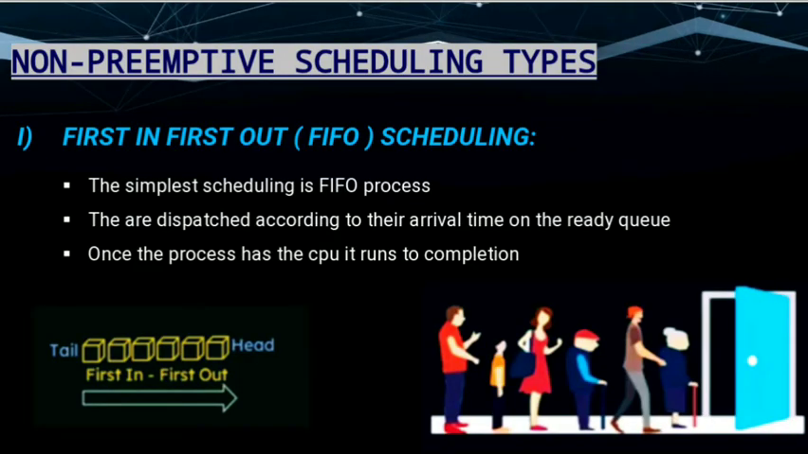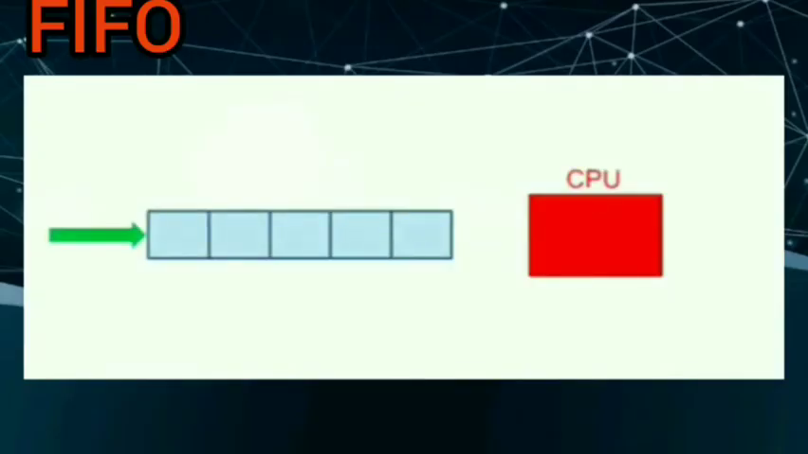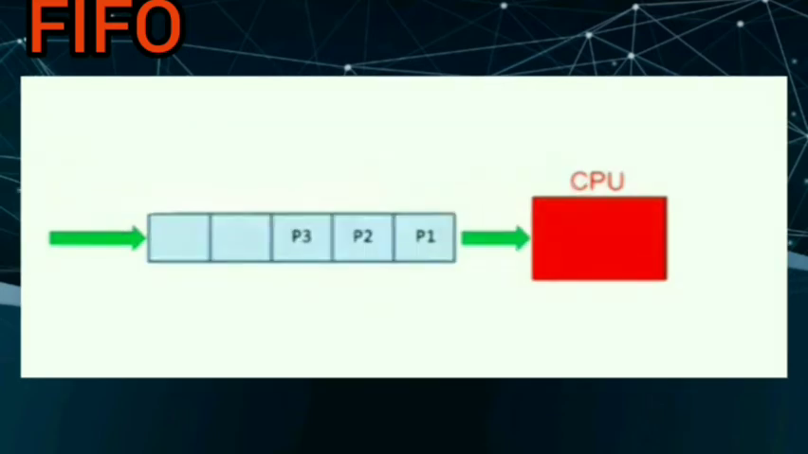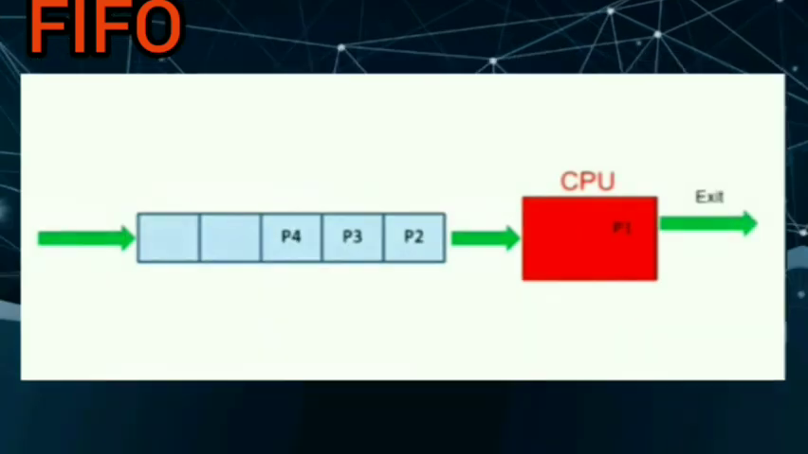The simplest scheduling is first in first out scheduling process. They are dispatched according to their arrival time on the ready queue. Once the process has the CPU, it runs to completion. Now there enters a process P1, then P2, and then P3. P1 moves to the running state, allowing other process in the queue to advance. When a process finishes, it can exit from the system.